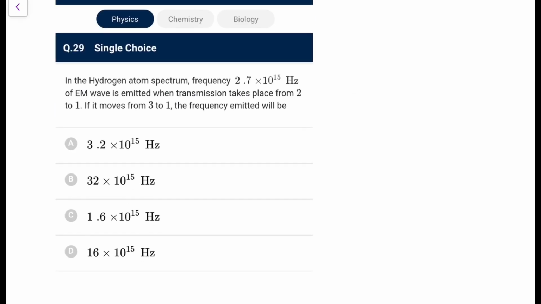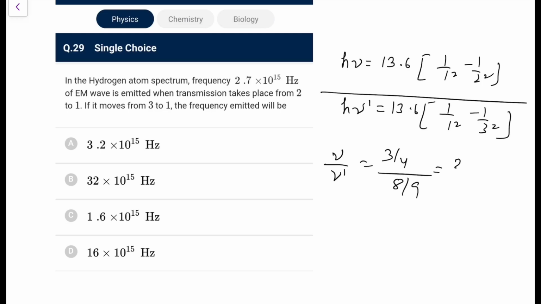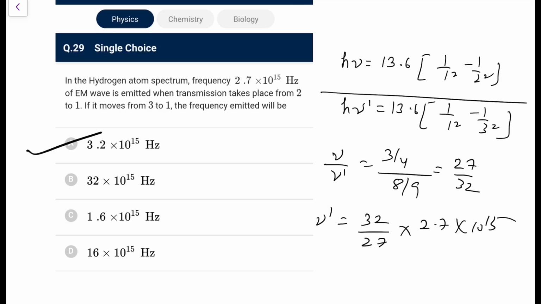In the hydrogen atom spectrum, the frequency of the EM wave emitted when the transition goes from 2 to 1 is given. So for 3 to 1, what would it be? For the first one, h nu is 13.6 into 1 upon 1 square minus 1 upon 2 square. For the second, h nu dash would be 13.6 into 1 upon 1 square minus 1 upon 3 square. Take the ratio. So nu by nu dash would be, here it was 3 by 4, here it is 8 by 9, so it is 27 by 32. So nu dash would be 32 by 27 times the initial one. So this would be 3.2 into 10 to the power 15. Go with option A here.